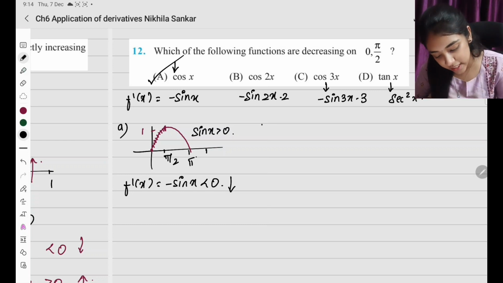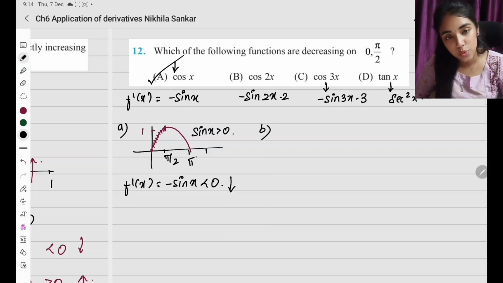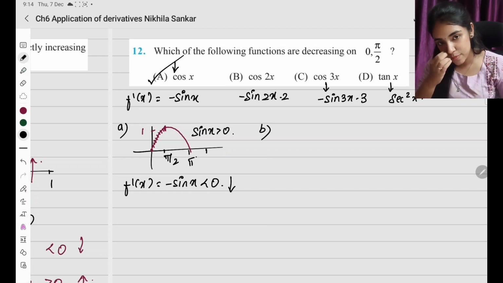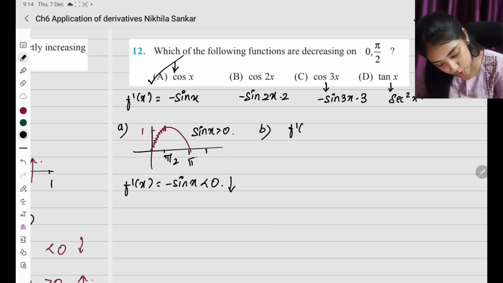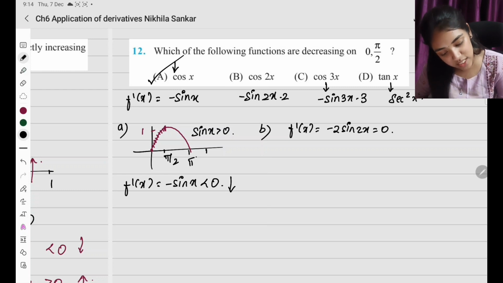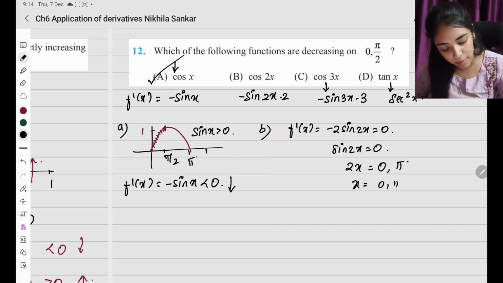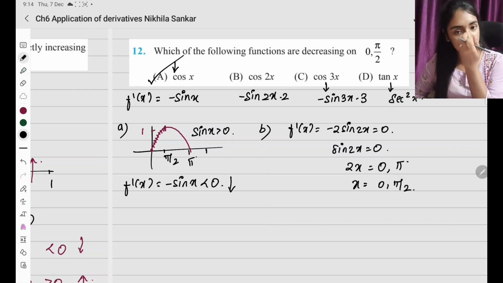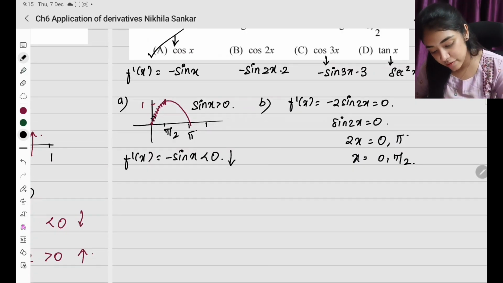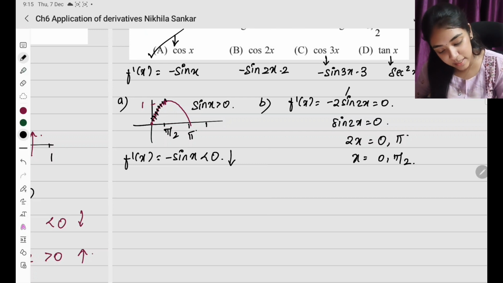Okay. Now, second case. f dash of x equals minus sin 2x times 2. Now, I have to equate the function to 0. So, f dash of x equals minus 2 sin 2x. When I equate this to 0, I have sin 2x equals 0. What values do we take? 2x can take the values 0 and pi. Correct? So, x equals 0, pi divided by 2. So, these are the two different values. I just told you that the sin function has all positive values, but here there is a minus 2.